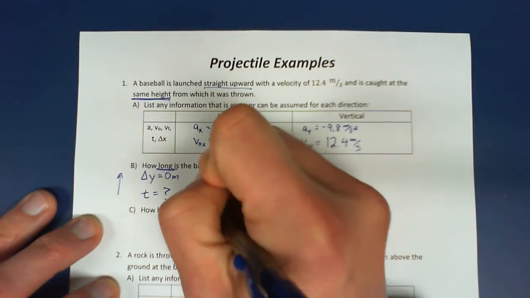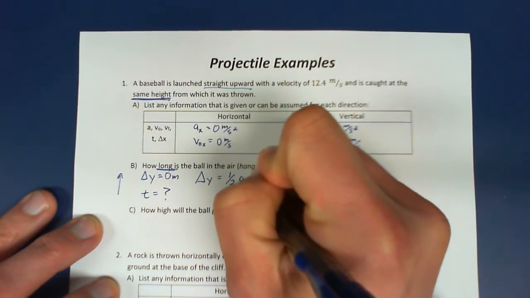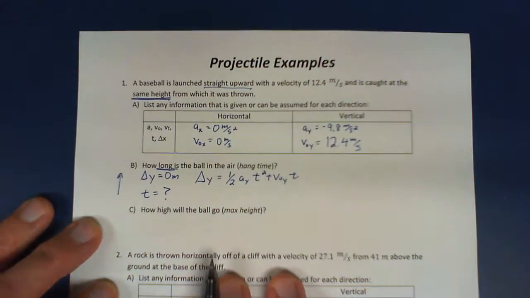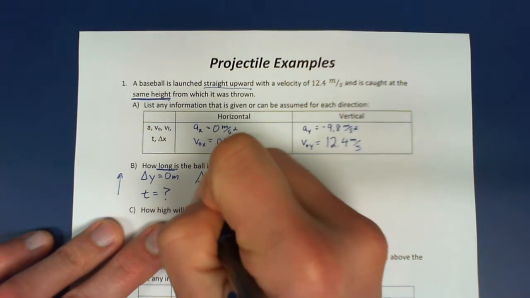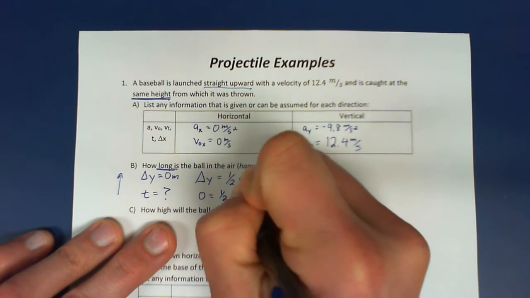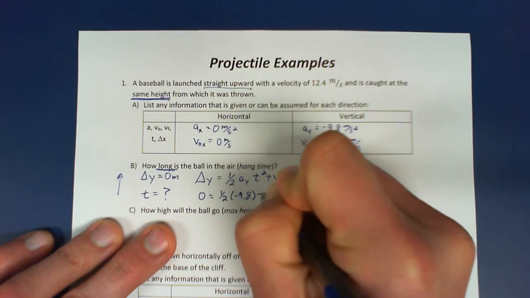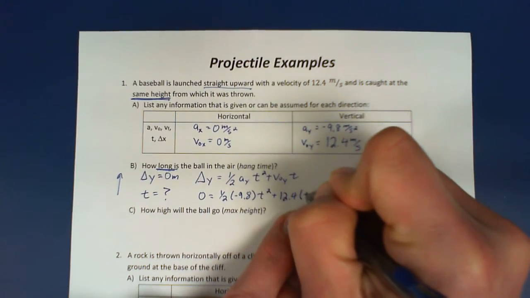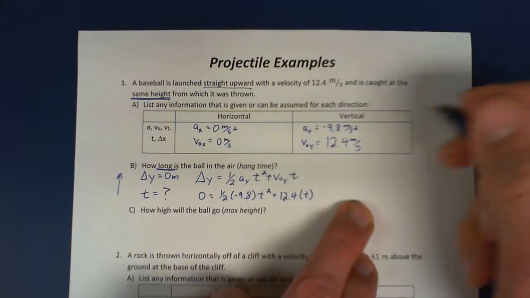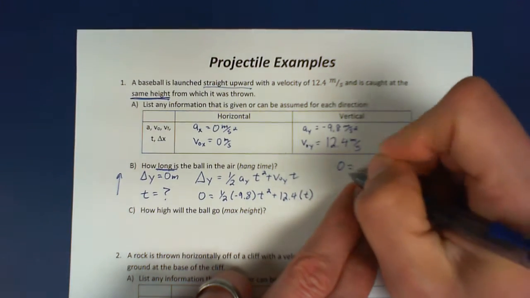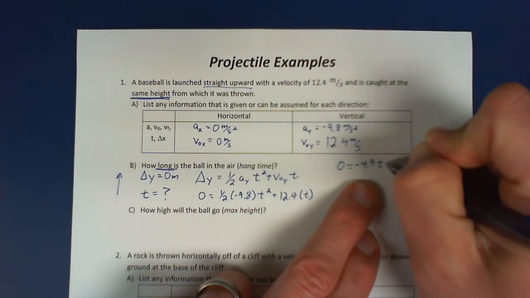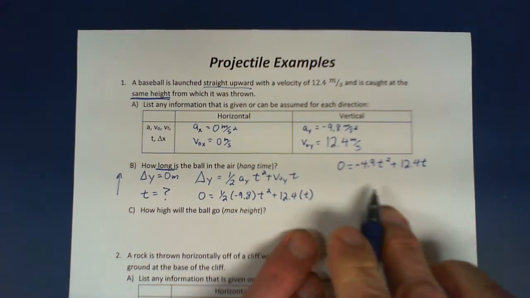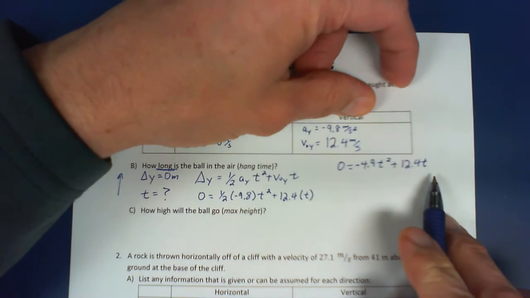The displacement is equal to 1/2 times acceleration times time squared plus the initial velocity times time. Plug in our numbers. Displacement is 0, which equals 1/2 of negative 9.8 times time squared plus the initial velocity in the y direction, 12.4, times time. Cleaning this up a little, we get 0 equals half of negative 9.8, so negative 4.9 t squared, plus 12.4 t.